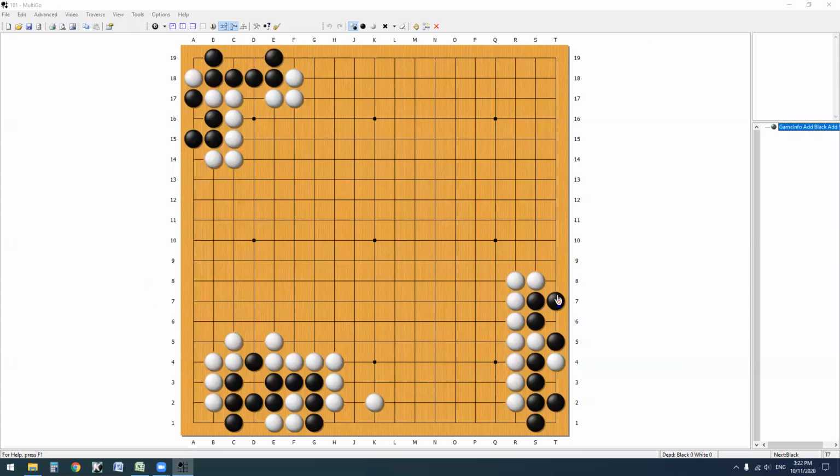Can you see the board? I don't think there's a white stone on B4. Oh, that doesn't matter. Doesn't change anything. Yeah, this one, right? Okay.